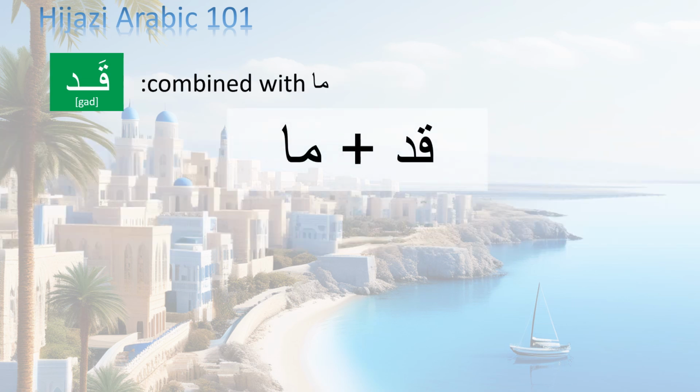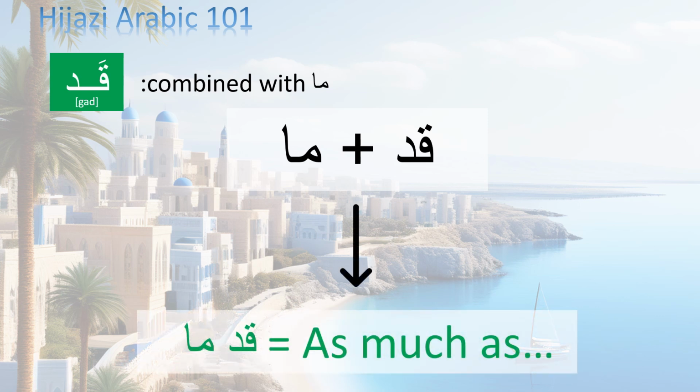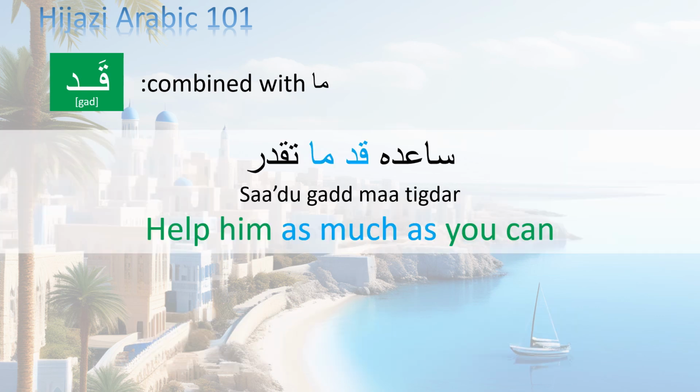With ما, it becomes قد ما. And it means as much as. For example, ساعده قد ما تقدر. Help him as much as you can. ساعده is help him. The O part in the end of the ساعده is him. So help without him would be ساعد. But help him is ساعده. قد ما as much as.